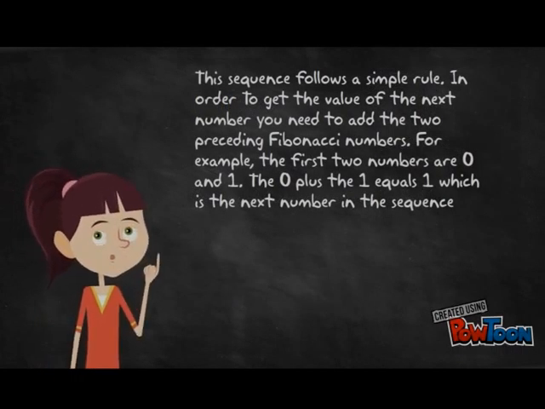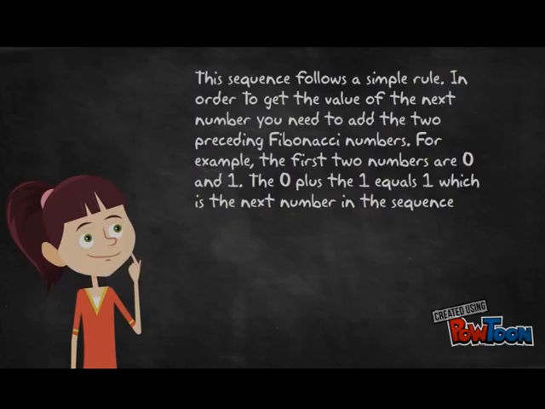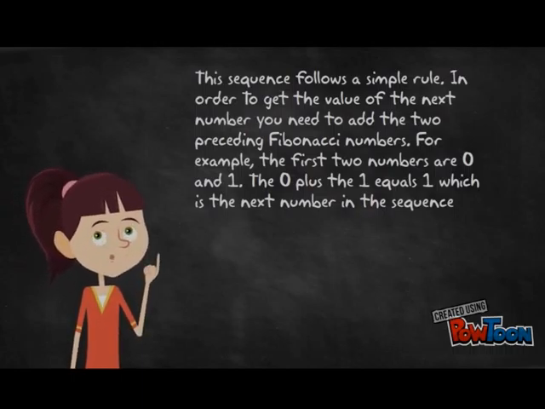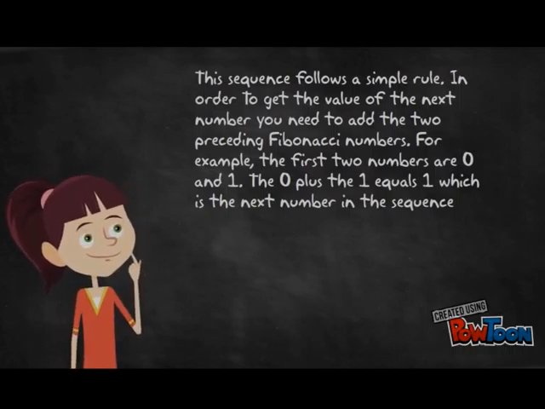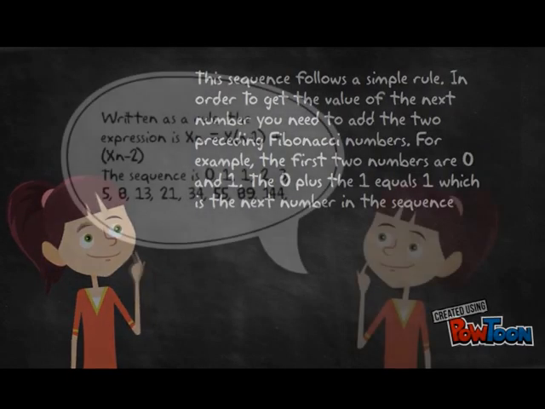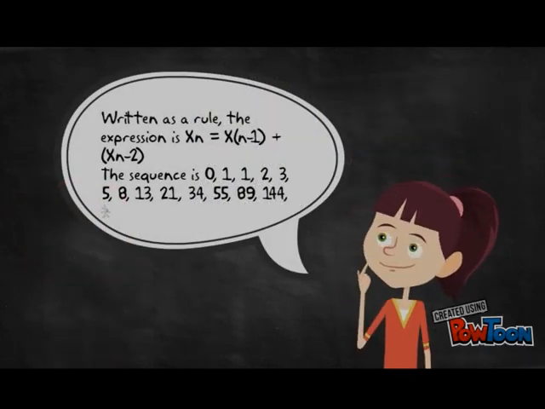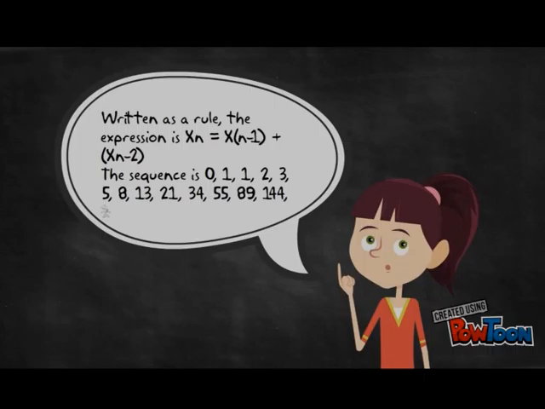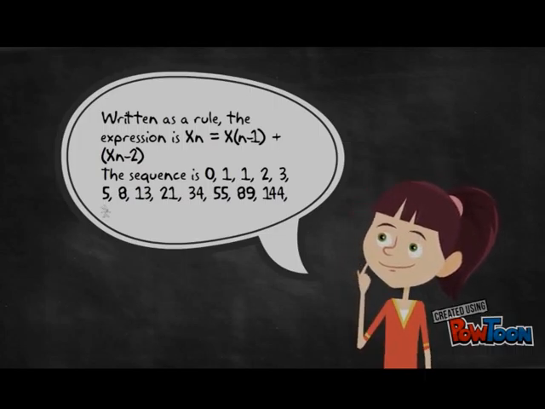This sequence follows a simple rule. In order to get the value of the next number, you need to add the two preceding Fibonacci numbers. For example, the first two numbers are 0 and 1. 0 plus 1 equals 1, which is the next number in the sequence. Written as a rule, the expression is x_n equals x_(n-1) plus x_(n-2).